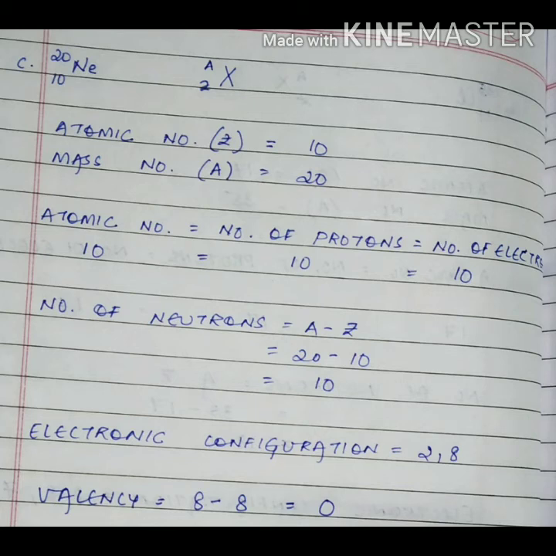Now we will calculate the valency. I have already told you if the number of electrons in the last orbit is more than 3, then we have to minus from 8. Here the last orbit has 8 electrons, and we have to minus it from 8. So 8 minus 8 equals 0. I told you we minus from 8 because the maximum number of electrons an orbit can hold is 8. So 8 minus 8, valency equals 0.